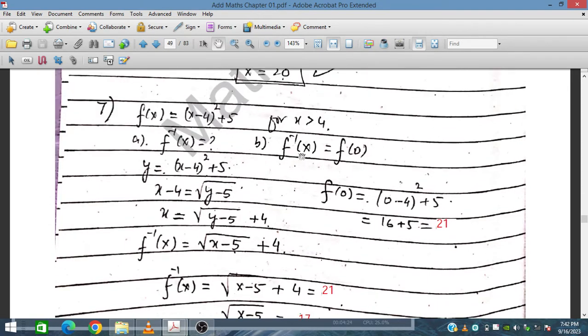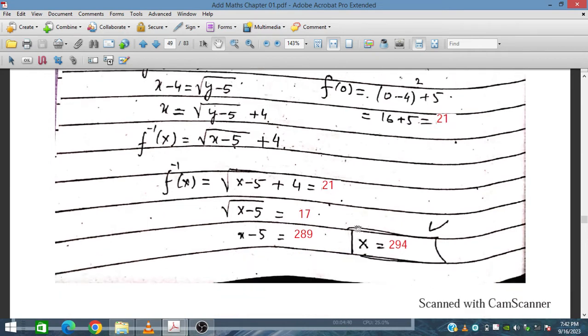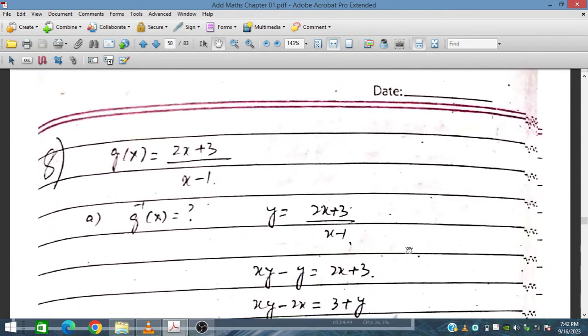Similarly, for this function we place 0, f(0). On placing this 0, it becomes 4 squared plus 5, which is 21. So this function is equal to 21. Now solve this, and on solving we have obtained x equal to 294. This is very important.